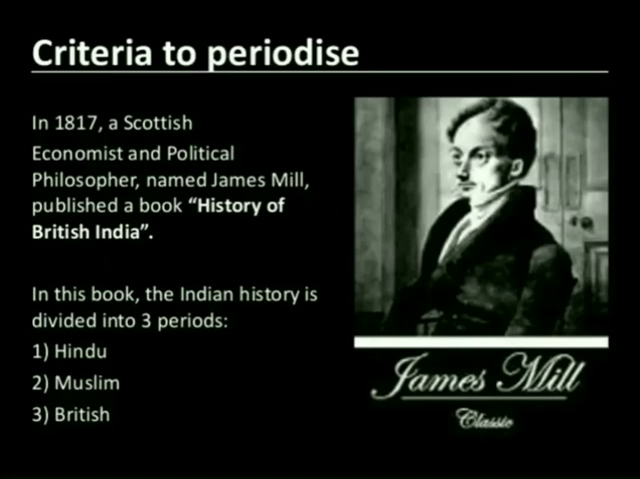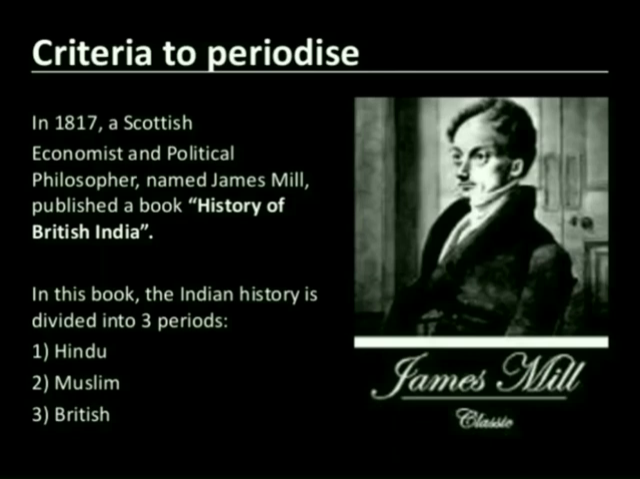Periodization. How to periodize. Criteria to periodize. Let's read the slide. In 1817, a Scottish economist and political philosopher named James Mill published a book, History of British India. In this book, the Indian history is divided into three periods: Hindu, Muslim, and British. Let's look at this approach by James Mill.